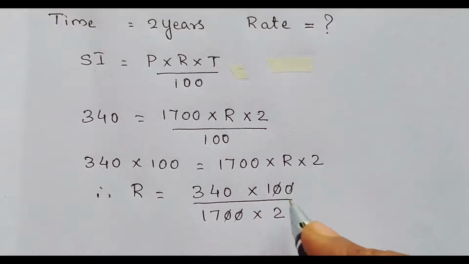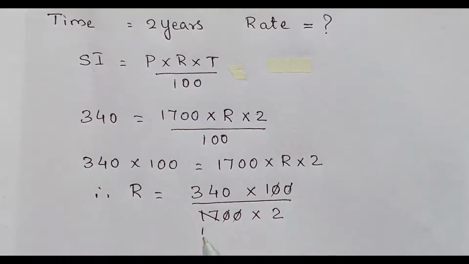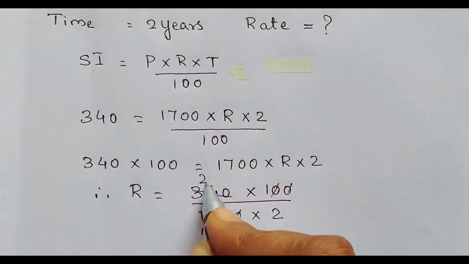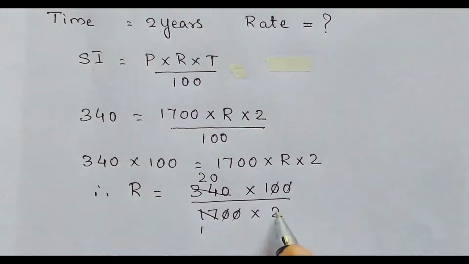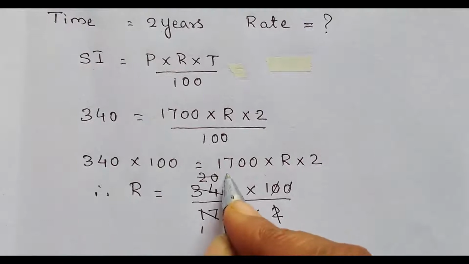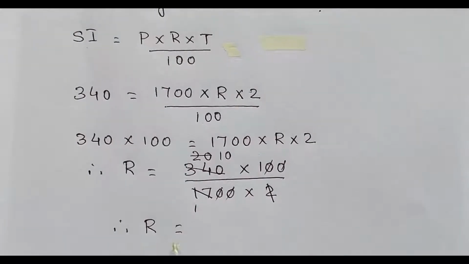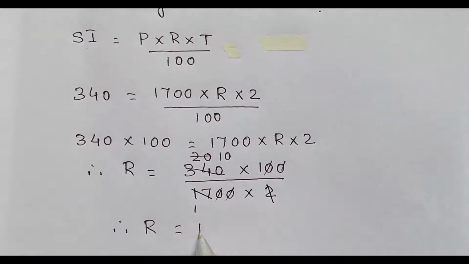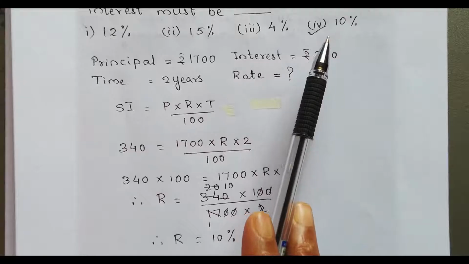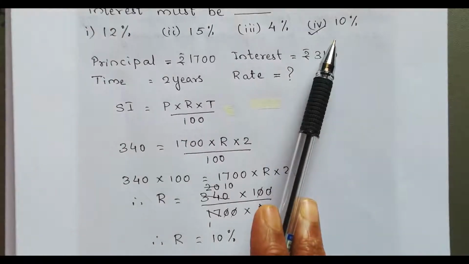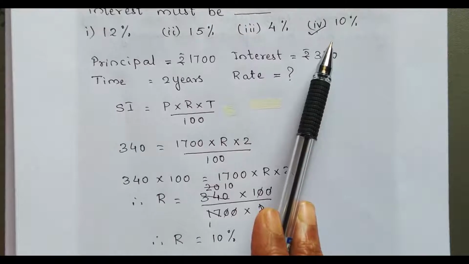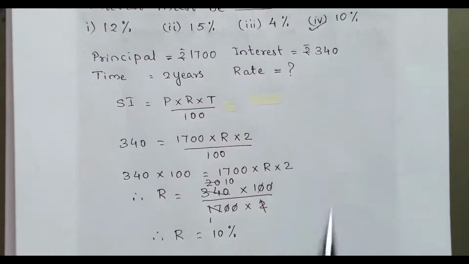Let's cancel the zeros. 17 one time is 17 and 17 twos are 34. So we get here 20. Cancel 2 and 20. So we get 10. So we get the rate of interest R is equal to 10%. So we can see that the fourth option is the correct option. The rate of interest is 10%.